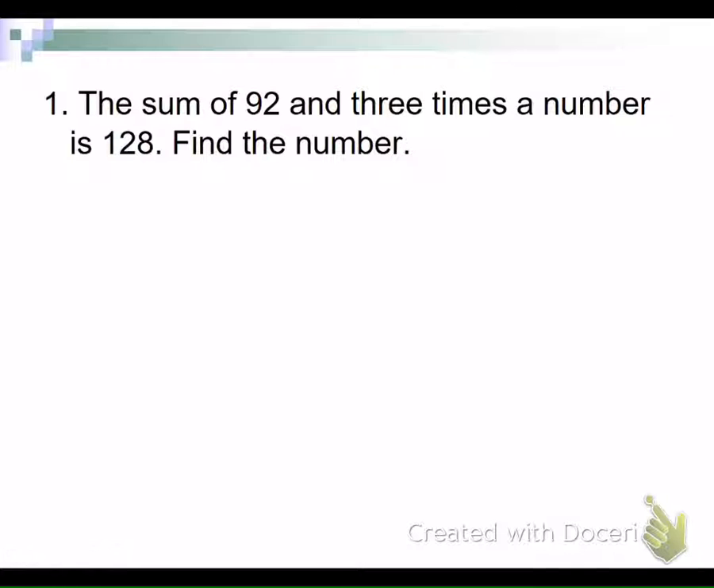So you should have these in your notes, but it looks like a number's missing in each. So just fill in the blank. The sum of 92 and 3 times a number is 128. Find the number. So I need to start by setting up a let statement. So I'm going to let n equal the number.